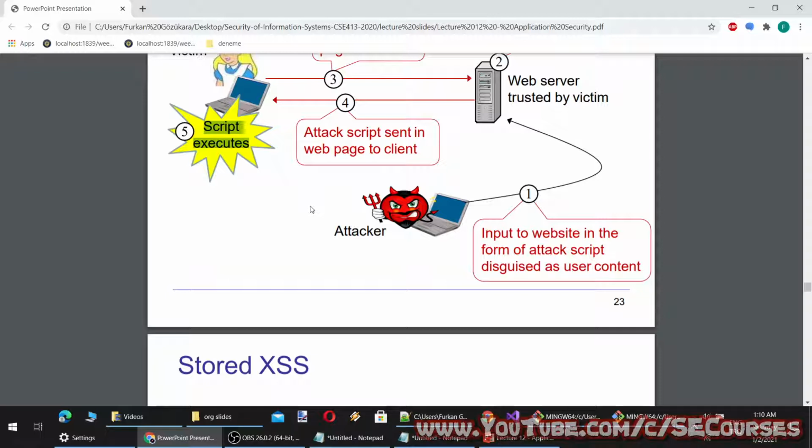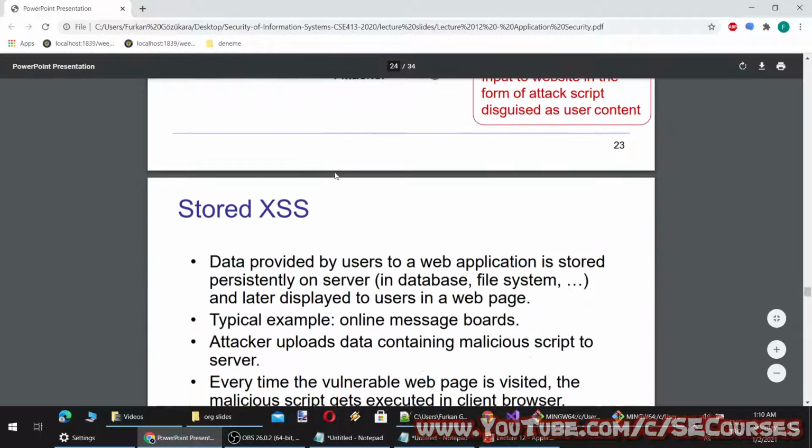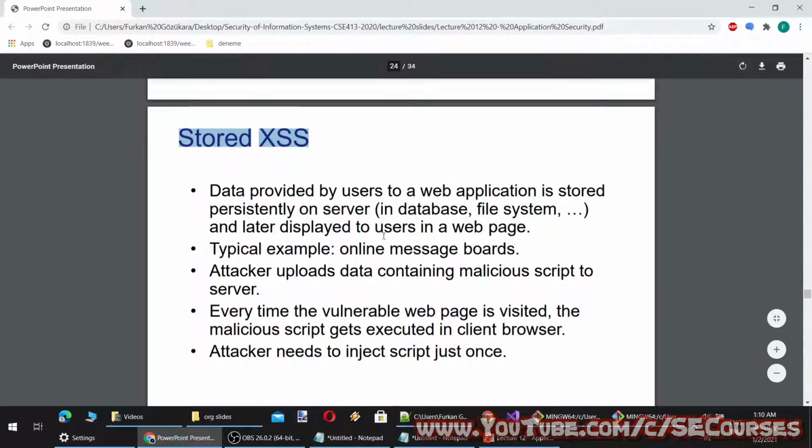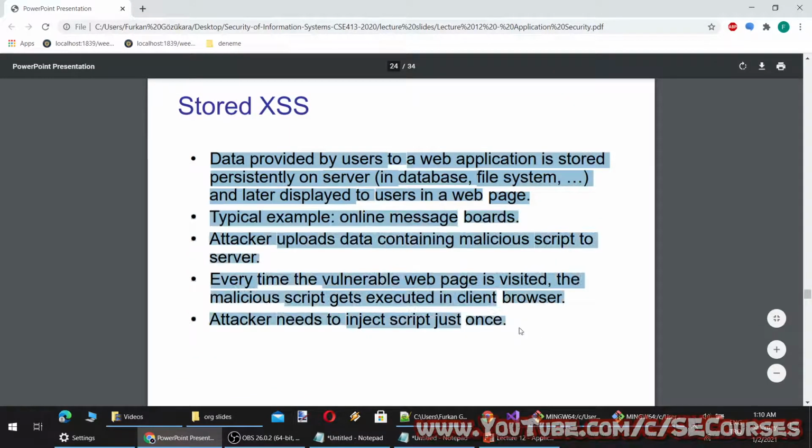Therefore, with that, the attacker can steal your passwords, cookies, or download and install malware on your computer or such. So we will see what this is. Stored XSS.